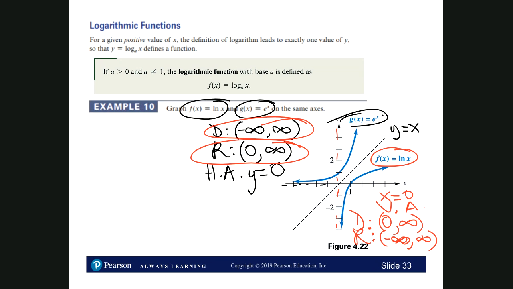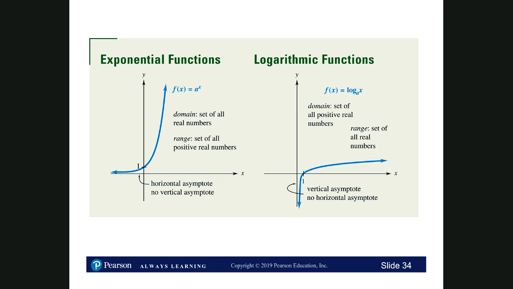We also have here an x-intercept, which is the point (1, 0). And the exponential function does not have an x-intercept. In fact, it has a y-intercept right here, and that is the point (0, 1). So that is a review from what we did in class. Now the next slide has a summary of both functions, logarithmic and exponential.